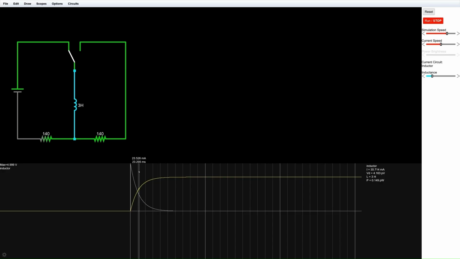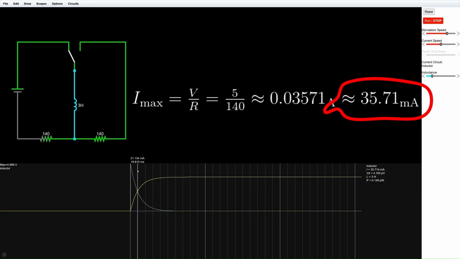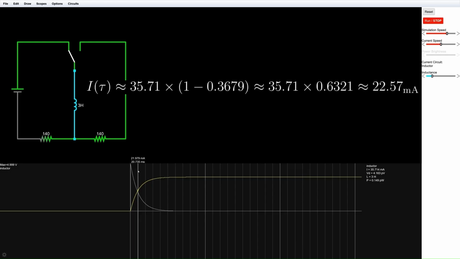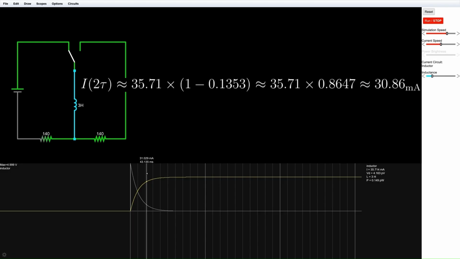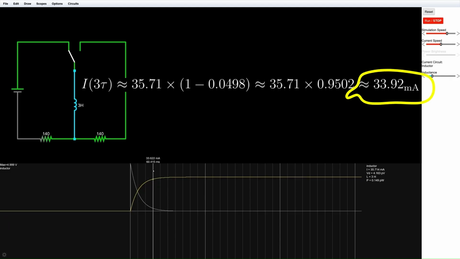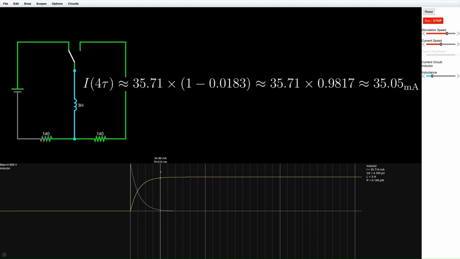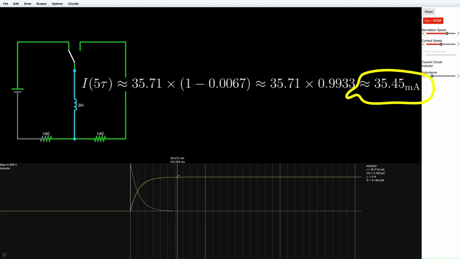Step-by-step current calculations. Maximum current, 35.71 milliampere. Current at 1 tau, 22.57 milliampere. Current at 2 tau, 30.86 milliampere. Current at 3 tau, 33.92 milliampere. Current at 4 tau, 35.05 milliampere. Current at 5 tau, 35.45 milliampere.